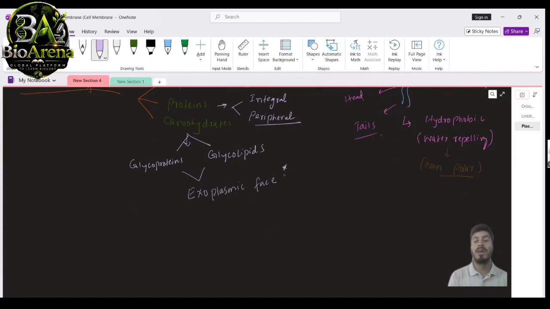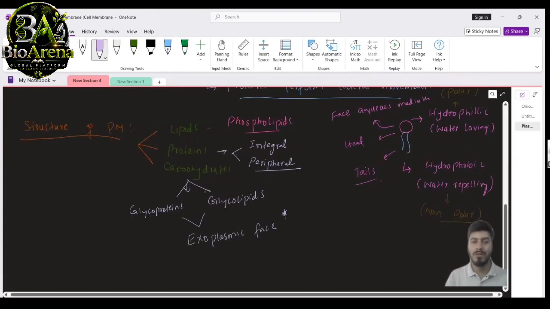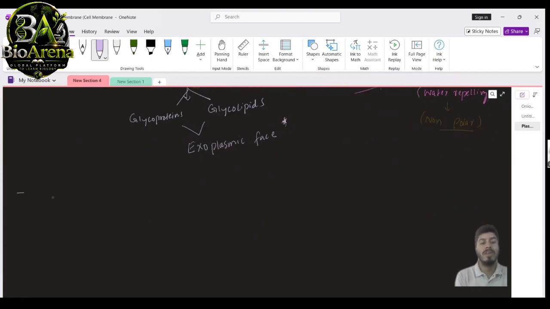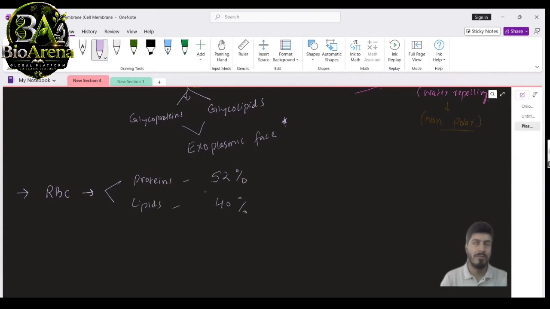So these are the three components present in the plasma membrane. If we take the example of the red blood cell of humans, what is the composition? Proteins are almost 52% and lipids are 40% in the RBC. This composition can vary according to the cell type. For example, in neurons it can be different. So it is not fixed across cells, but for a given cell type it is always fixed.